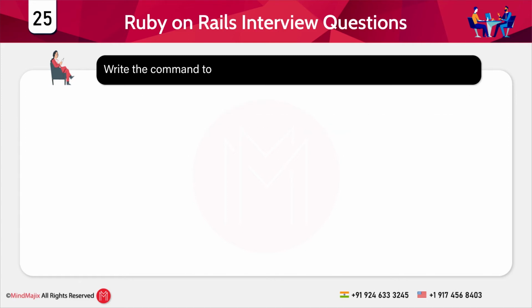Write the command to update the RVM in Rails. The command is rvm get head. This command is used to update the RVM.